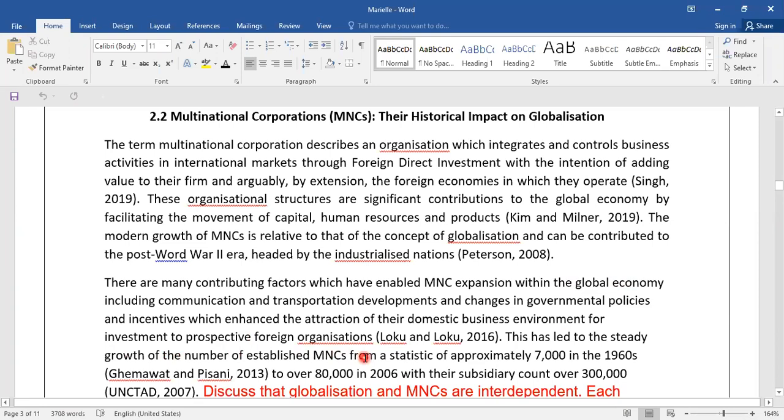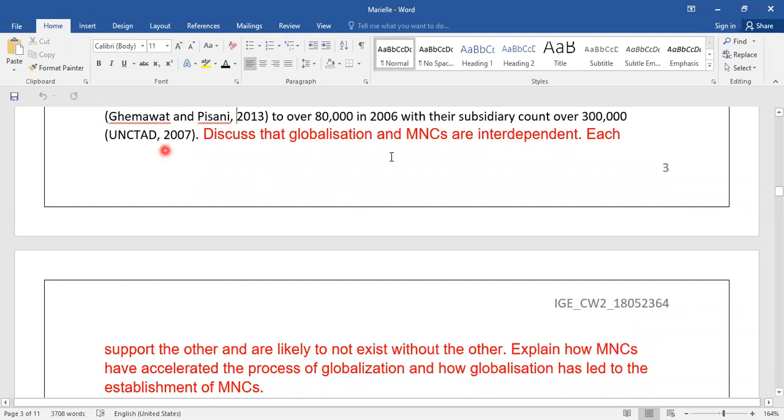So all Mariel needed to do here is to include this sentence that says MNCs and globalization are interdependent and make it clearer that each drives the other. That is, MNCs drive the globalization process through dispersion of production, through standardized products, through the movement of people, products, and capital, and that globalization drives the process of MNCs. MNCs would cease to exist if there were no globalization.